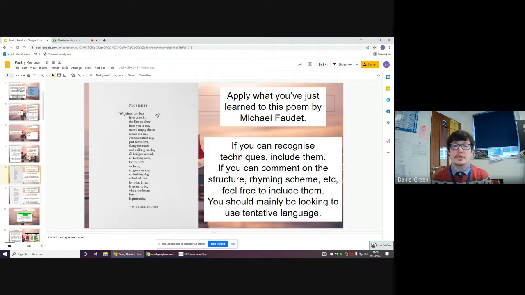So we joined the dots from A to B, the line we drew from you to me. It has quite a pace. And now we know that this is, when two hearts beat in proximity, the idea of a beating heart. The poem almost matches the idea of a beating heart. We joined the dots from A to B, the line we drew from you to me. So not only is the poem strictly about love and the idea of being close to somebody, but the actual rhythm and the pace of the poem matches what it's talking about.